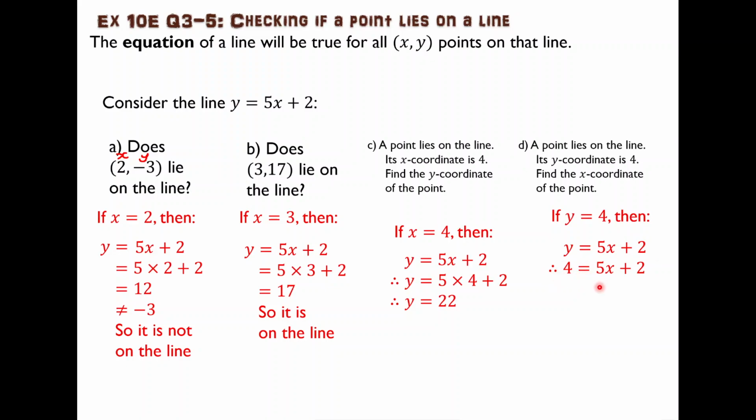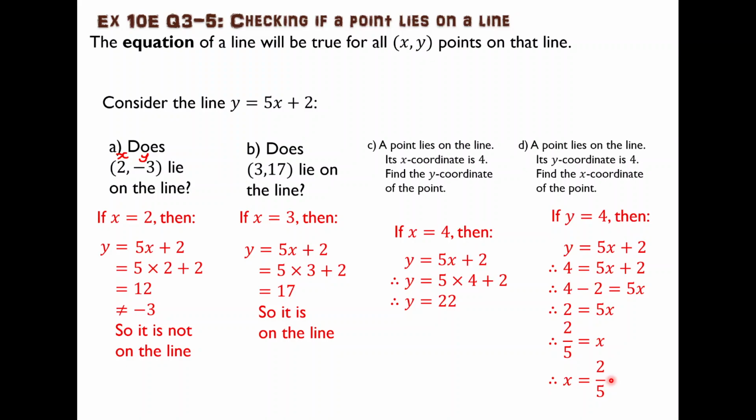Now we can use our tricks from linear equations to solve it. If you've forgotten about this, just go back to my very early linear equations videos. I'll try to remember to put a link in the description. Plus 2 here can turn into negative 2 on the other side. The 5x stays there, the 4 stays there, the equals stays in the middle. 4 take 2 is 2 equals 5x. Can divide by 5. 2 divided by 5 equals x. Therefore, x equals 2 over 5.